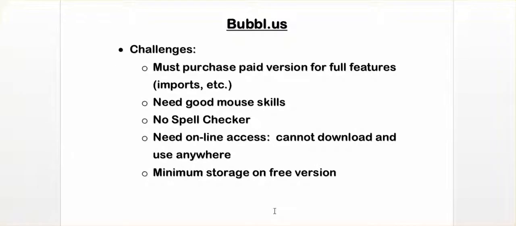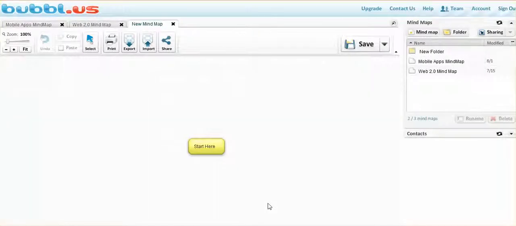There are some challenges to using Bubble-us, including the fact that you have to purchase a full version of it to get all the features. The user has to have good mouse skills. There is not a spell checker included in the program, and you have to have online access, as you cannot download it. And there is minimum storage on the free version, although you can create as many accounts as you would like.